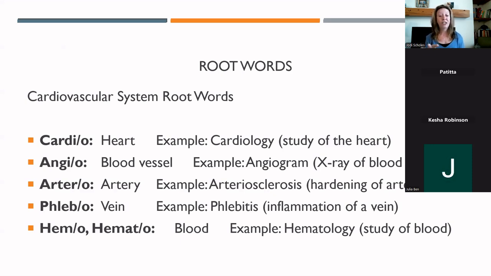Arteriosclerosis. Sclerosis is a hardening, so a hardening of the arteries. Arterio is arteries. It looks like artery.